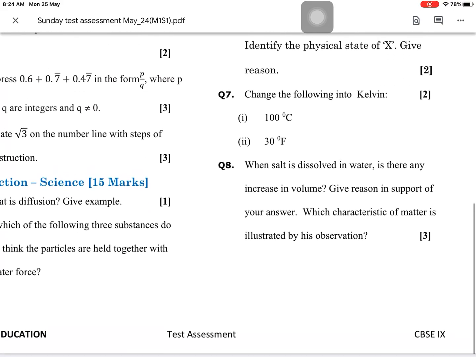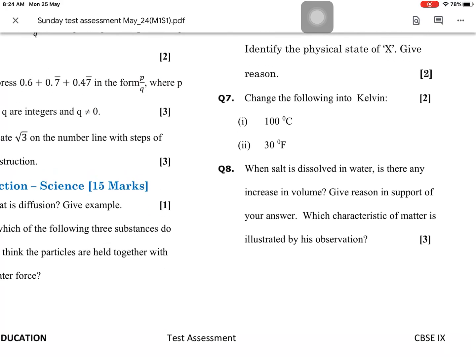Now question number 8. When salt is dissolved in water, is there any increase in volume? Just tell me, think in practical life. Even if you dissolve salt in water, will the volume of water rise? No, sir. Why? Remember well: there is intermolecular space between the water's molecules, and the salt particles settle into the spaces between the molecules. You need to write down the complete answer of what you understand about it. Is that clear?